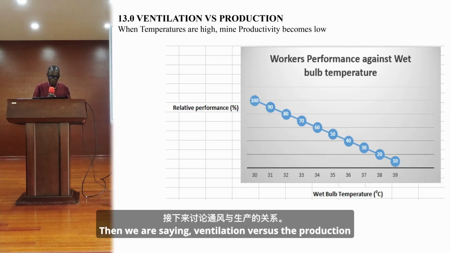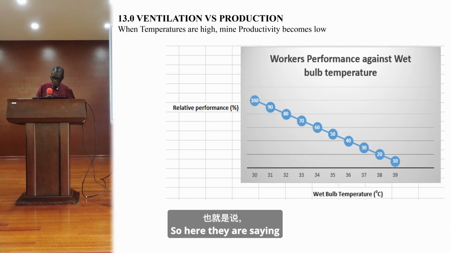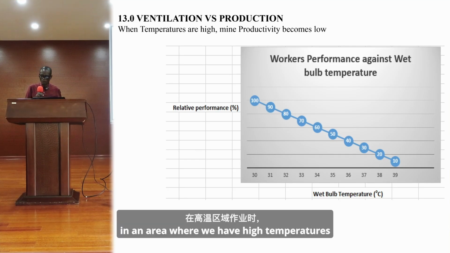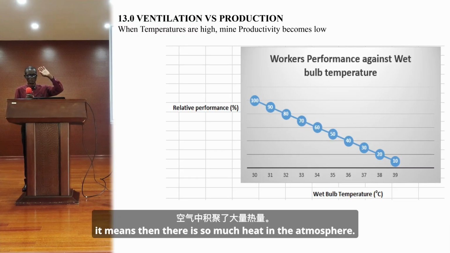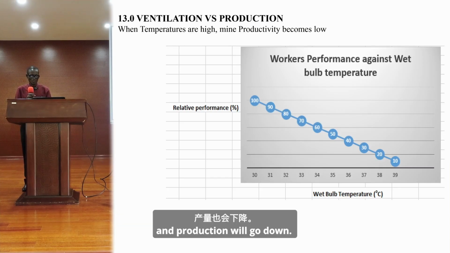Then we are saying ventilation versus production. When temperatures are high, mining productivity becomes low. So here they are saying that in an area where we have high temperatures, it means there is so much heat in the atmosphere. Eventually our mine's performance will be less and the production will go down.